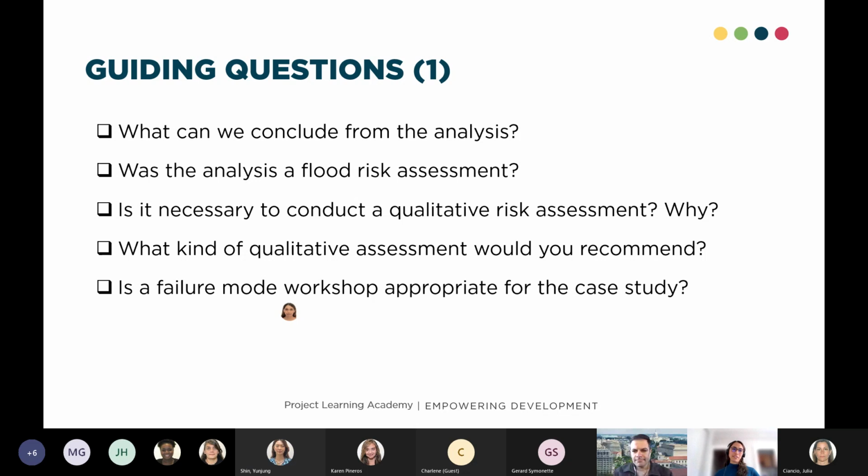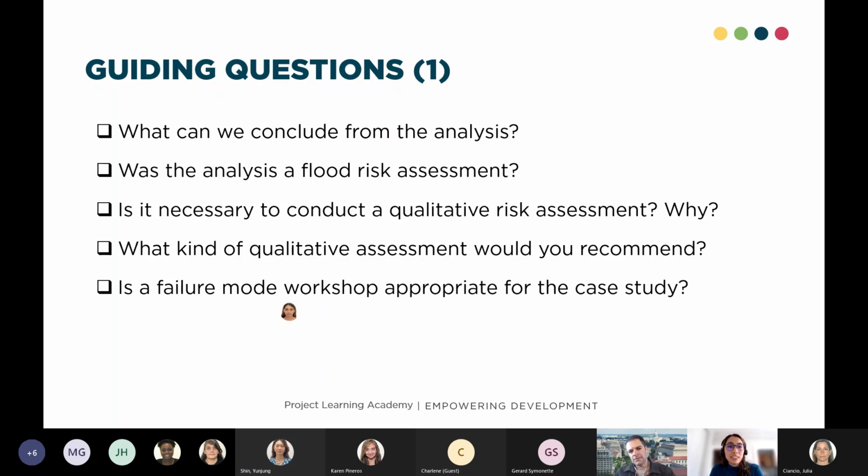For the why, when a qualitative risk assessment is necessary, one case would be especially when we are working with uncertainty and ambiguity. So when we especially work with little prior information, I think qualitative analysis adds value.